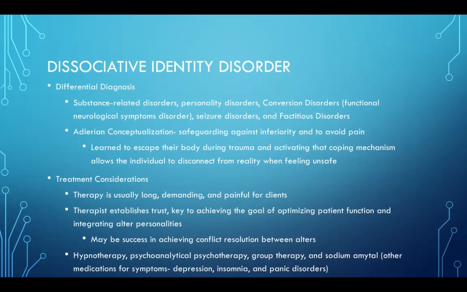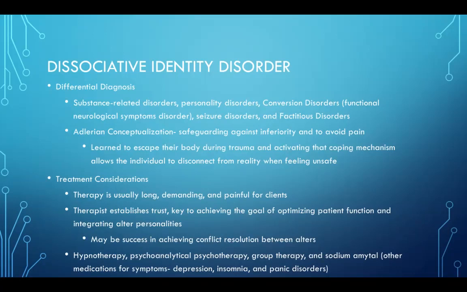Treatment considerations: it's usually long, demanding, and painful. That can be a consideration when individuals did not get their diagnosis right away. So they've been through the ringer and didn't really know what's wrong with them, if anything is wrong with them, from a wholeness perspective and not placing the blame from a medical perspective. The therapist establishes trust. That's important. It's the key to achieving the goal of optimizing patient function and integrating alter personalities. It's not to get rid of all the personalities, it's to integrate them into the main individual's personalities.